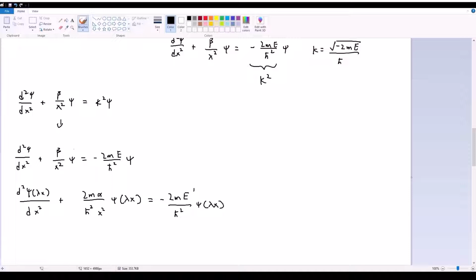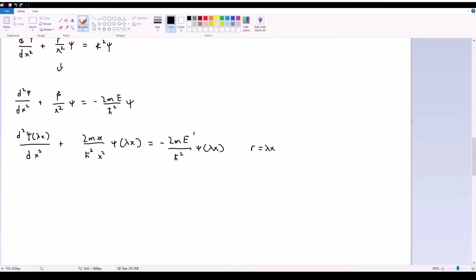So now the goal is to try to change this back into a single variable form for psi, and to do that we can do a change of variables. So I'm going to say r, my new variable, is going to equal lambda x, in which case I'm going to get d2 psi of r by dx squared plus 2m alpha over h bar squared, and now we have x, so x is going to equal r over lambda, so this is going to give us r over lambda squared times psi of r, and this is going to equal negative 2m E prime over h bar squared times psi of r.